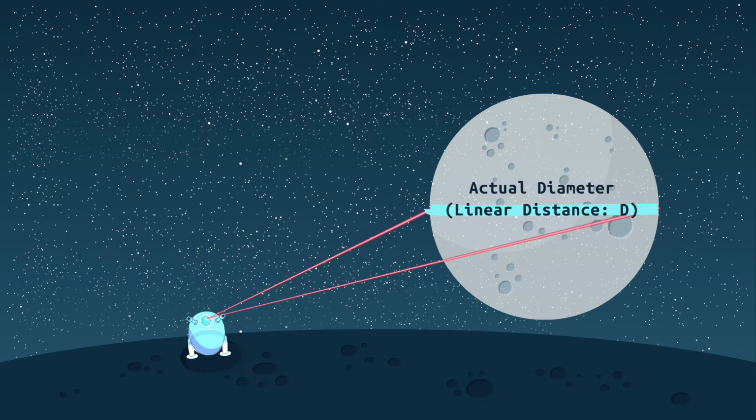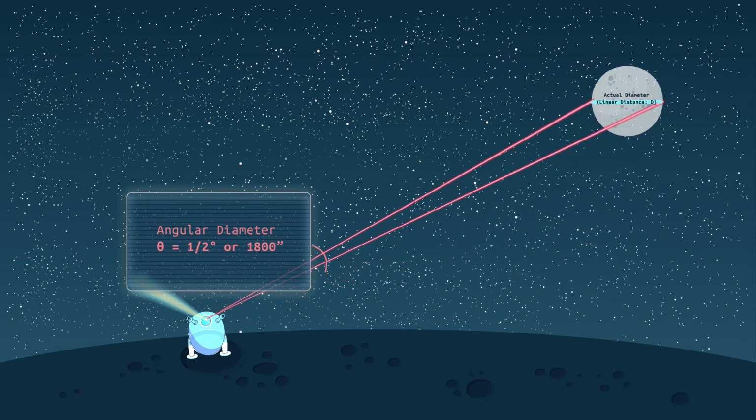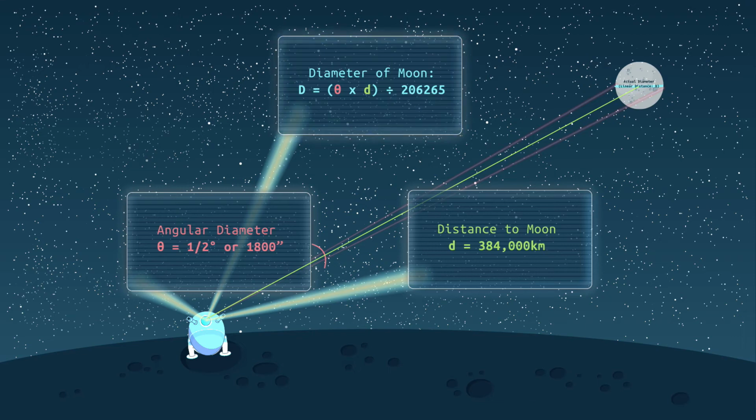With just the angular diameter and the known distance to the moon, you can accurately approximate the moon's real diameter, called its linear distance. Simply multiply your angular diameter theta in arc seconds by the distance d in kilometers, divided by 206265, which gives you the diameter of the moon, or its linear distance. This is known as the small angle formula.